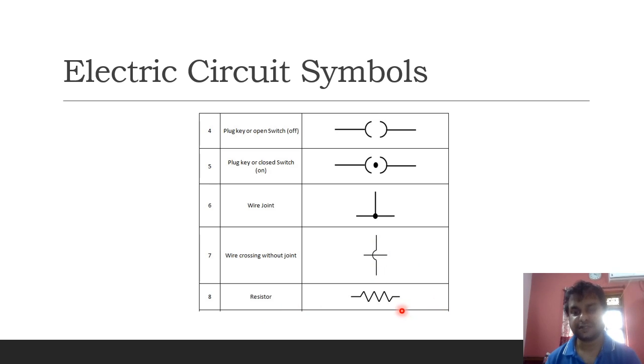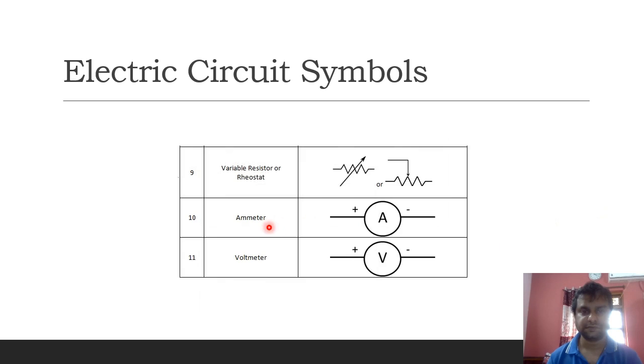We'll come to the resistor. A resistor is symbolized this way. Then we have a variable resistor or rheostat. We'll learn about this in the coming slides. Ammeter is indicated this way, plus and minus. Voltmeter is plus and minus, like this.